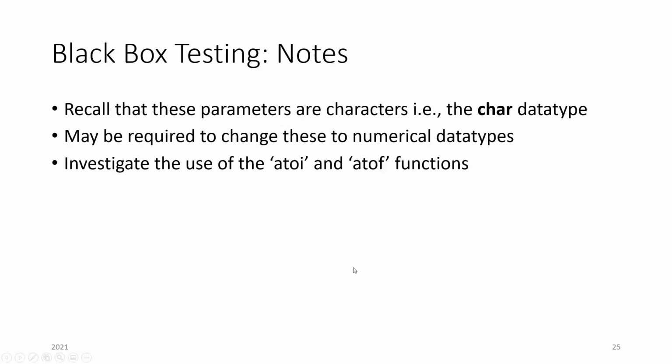Right. So, just to recall that because we're using a character array here, remember these are going to be of the char data type. And in some cases, you're going to have to switch this from the character data type into numerical data types if you're passing numbers to the program from the command line. So there are two functions which you can use, which is going to be atoi and atof. I want you guys to do a little bit of research as to how these functions operate.